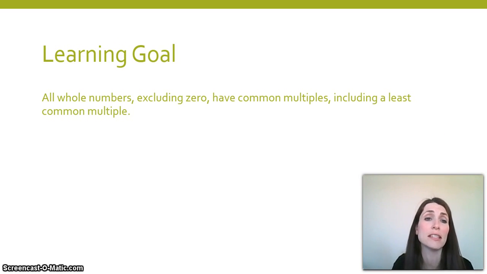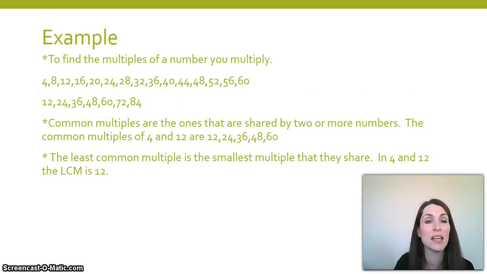Another learning goal for this lesson is that all whole numbers, excluding 0, have common multiples, including a least common multiple. So let's take a look at this to explain what this means. To find the multiples of a number, you must multiply.